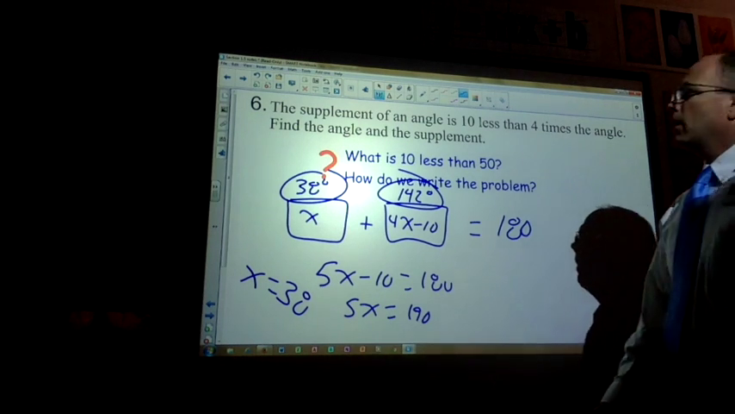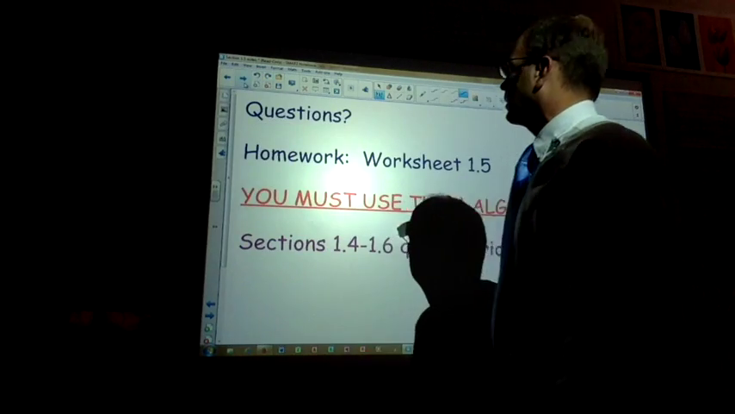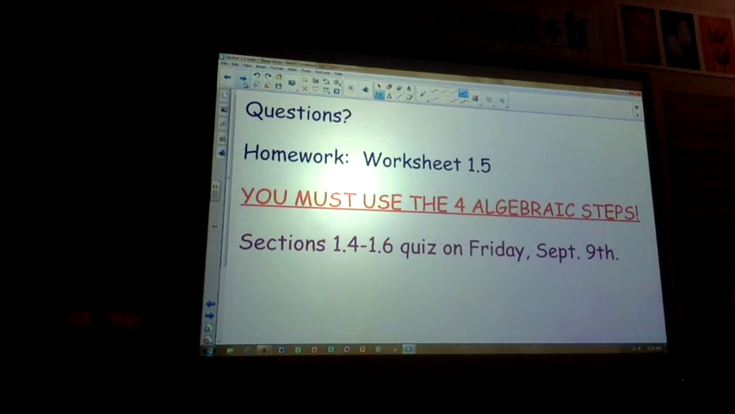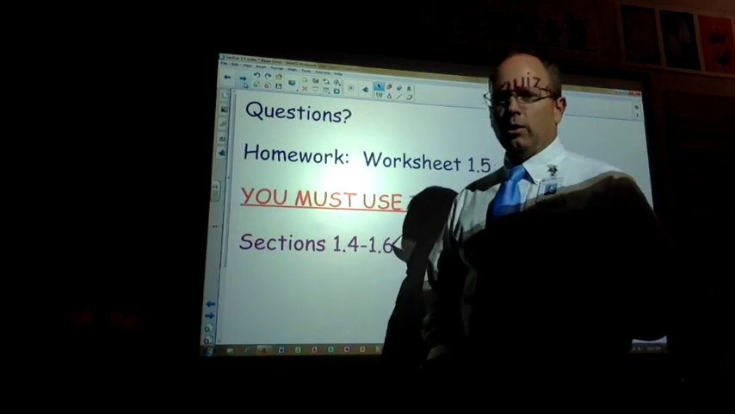What do we know? Questions? Oh yeah, we got a quiz coming on Friday. All right, so 1.5 is your homework. You must use the 4 algebraic steps. We're modeling algebraic steps.